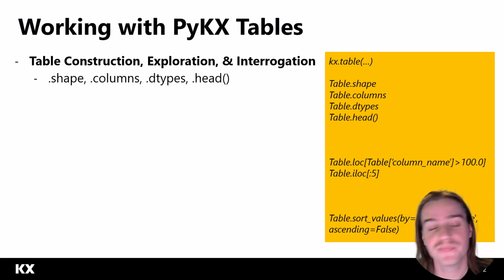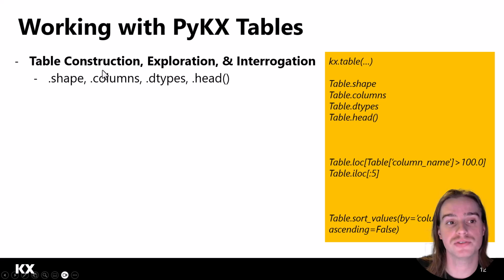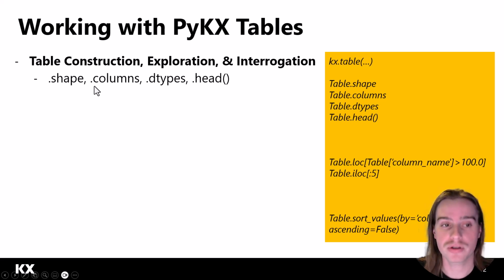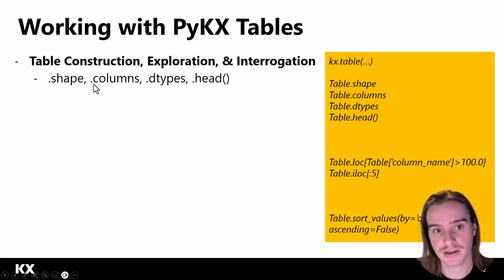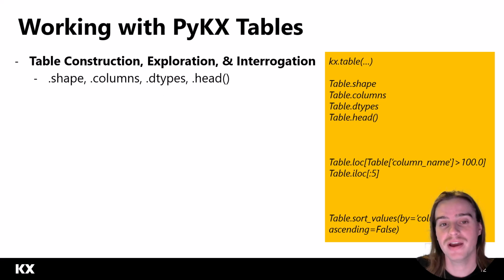Now, once we have our table created, we can find some particular attributes about that table. So say how many rows are held in that table, we can use .shape to find that out. What are the columns in our table? .columns. Use .dtypes to understand what are the data types held within each column. And then finally, we can use methods like .head to get an understanding of what our table actually looks like. And .head will display the first 5 rows of our table.